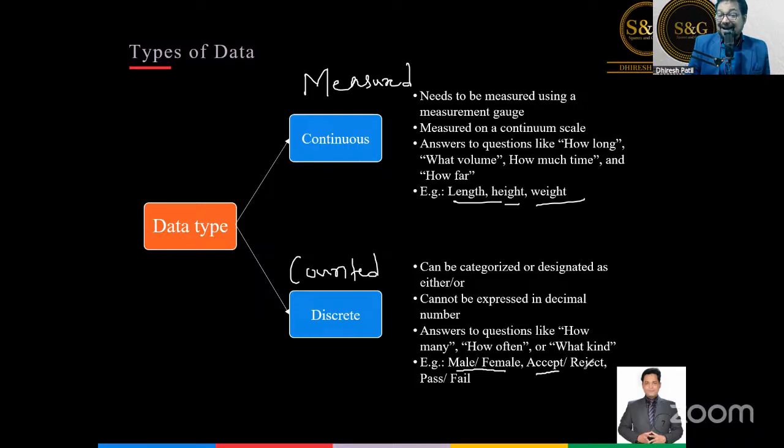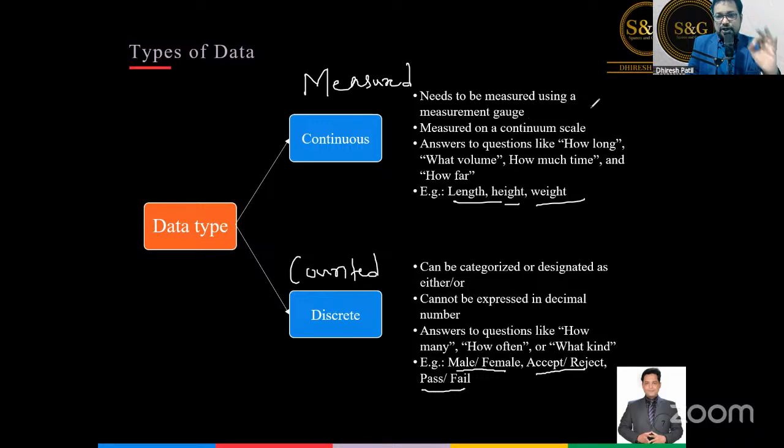We always count the number of accepted pieces and the rejected pieces. We always count the number of passed students and the failed students. Are you understanding? So whatever we measure is called continuous data. Whatever we count is called discrete data.